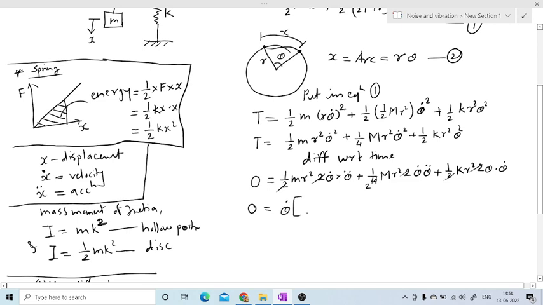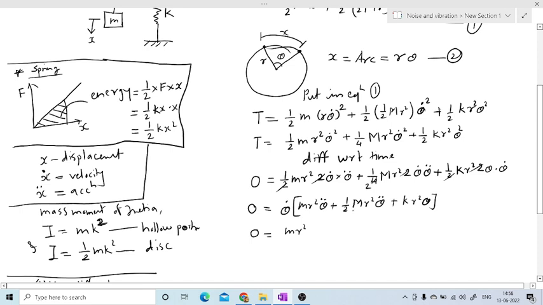So when I take the theta dot common, this equation will remain small m r square theta double dot, because theta dot we have taken common, plus here it is 1 half capital M r square theta double dot, so this theta double dot. So next one is k r square theta, we have taken theta dot common. Okay. Now transfer this theta dot on the left side, so it will become 0. Now the equation will remain m r square.